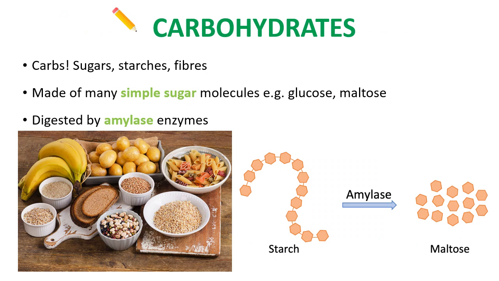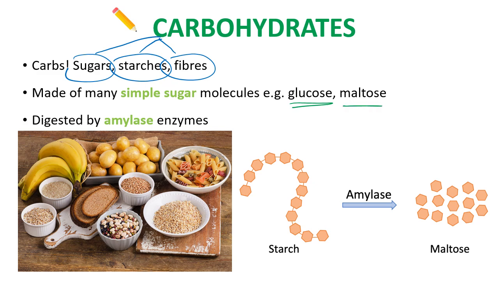All right, let's look at those 3 types with a bit more detail. Here's carbohydrates. We call them carbs in everyday life a lot of the time. And it's all these foods that have sugar, starch, and fibers. So that's where you can find carbohydrate molecules. So if we zoom in and look at a carbohydrate molecule, it's basically made of a whole lot of little simple sugar molecules like glucose or maltose.